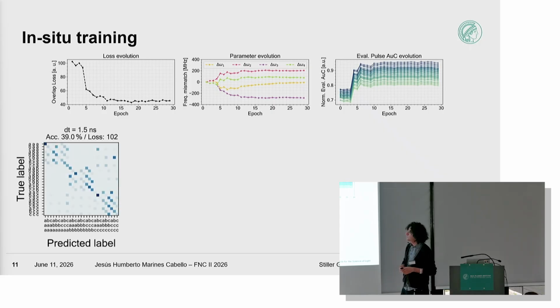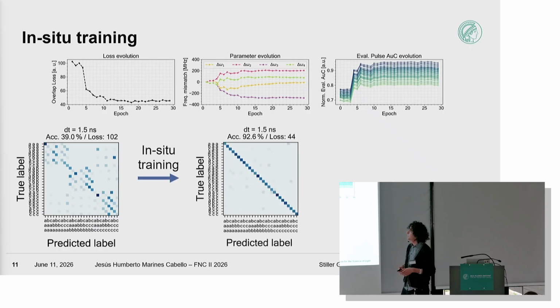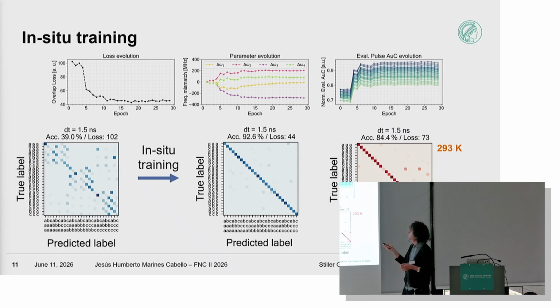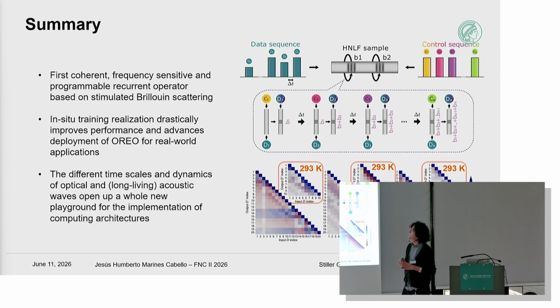We can also see this from the random forest classifier. At the beginning, we get a 39% classification accuracy, but then after training, we got to 92.6%. Also, because this process doesn't require the long-term recurrence, at room temperature, we also got a nice number after training, 84.4%.